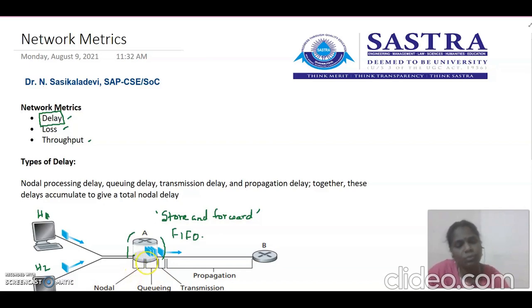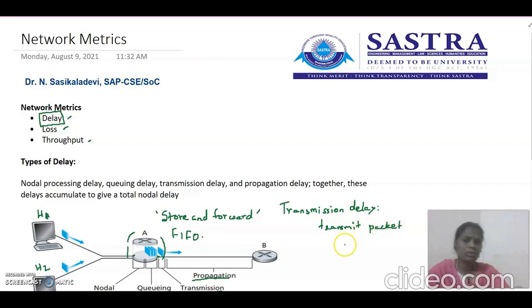But the most common delays are transmission delay and propagation delay. These two are not negligible. So what about the transmission delay? This is the channel. The time taken by this router to inject the packet onto the channel is known as transmission delay. Transmission delay is the time taken by the router or the host to transmit the data, or inject the packet onto the link.